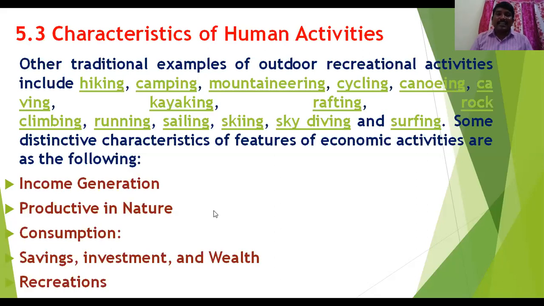And the fifth is recreation. Some of the human activities are recreations. Recreation is engaged in outdoors, most commonly in natural settings. The activities themselves, such as fishing, hunting, backpacking, and horseback riding, characteristically depend upon the environment in which they are practiced. Other traditional examples of outdoor recreation are camping, mountaineering, cycling, carving, running, painting, skydiving, and surfing, etc. So, some of the human activities are recreations.